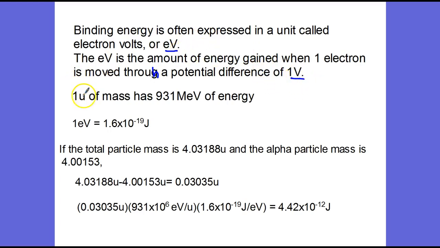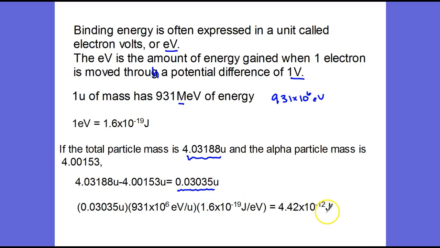1 mass unit of mass has 931 mega electron volts. That would be 931 times 10 to the 6th electron volts of energy. And 1 electron volt is 1.6 times 10 to the minus 19th joules. If the total particle mass, back to the alpha particle, is 4.03188 U, and the alpha particle mass is 4.00153 U, then the mass deficit, or the difference in these, is 0.03035 U.